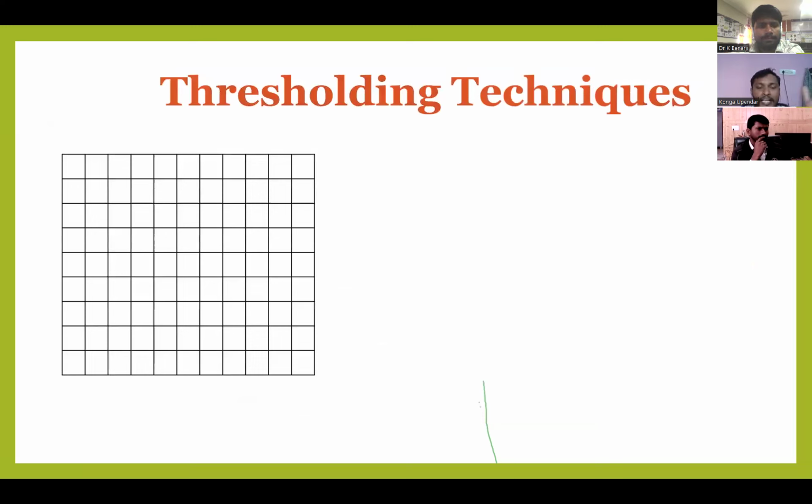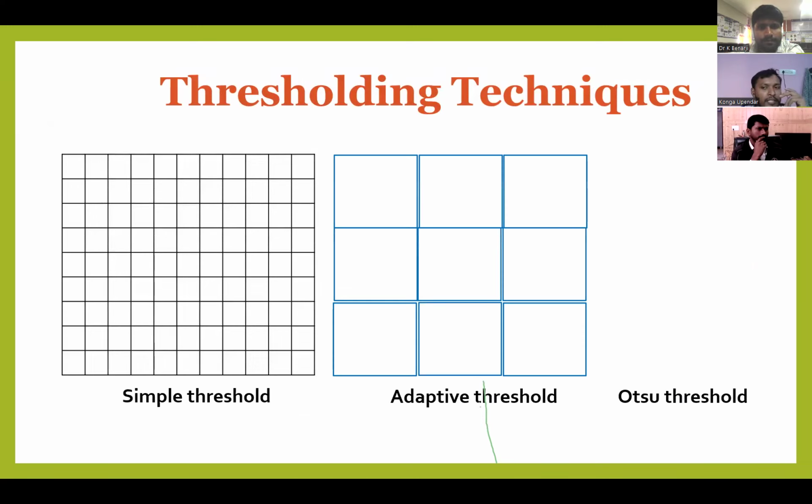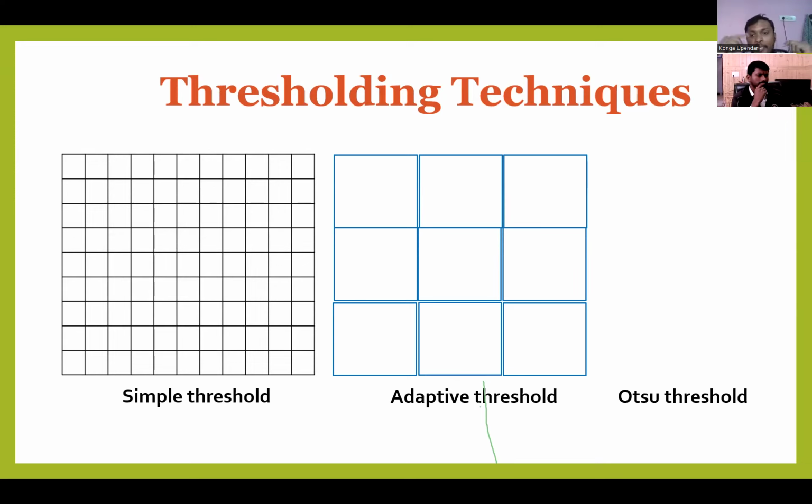You can see that in simple thresholding, for the entire image we have a single threshold value. I'm telling that if a particular pixel value is greater than 100, it is foreground or background. The same applies to the second pixel, the third, the fourth, and so on. The single threshold value is compared with each pixel, and if the condition is satisfied it becomes 255, else it is zero. That is it. But in adaptive thresholding, the uneven illumination is handled differently.